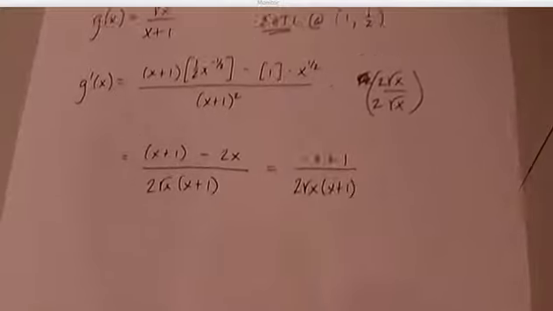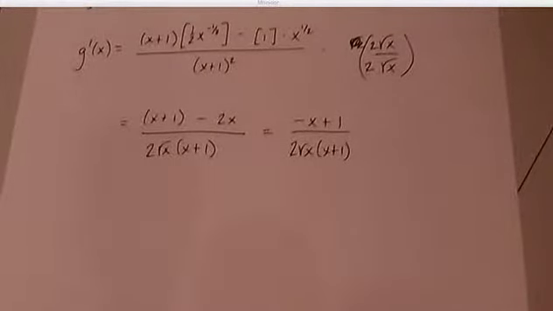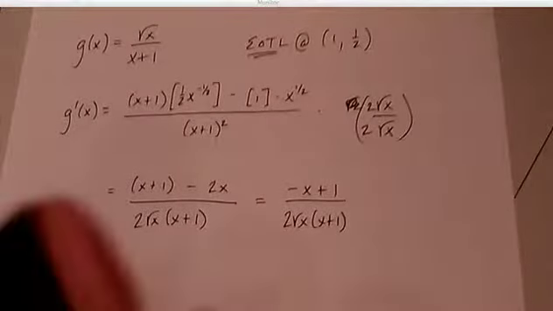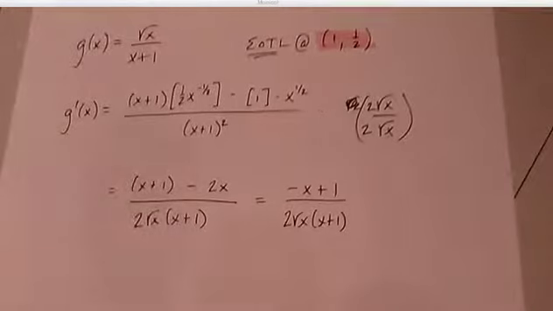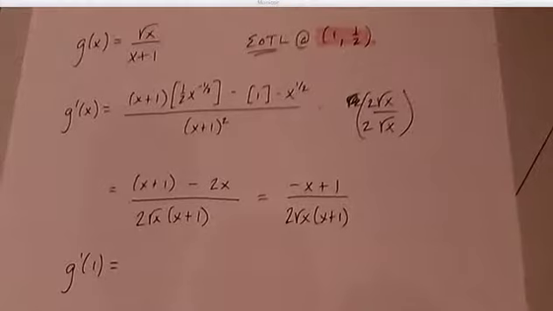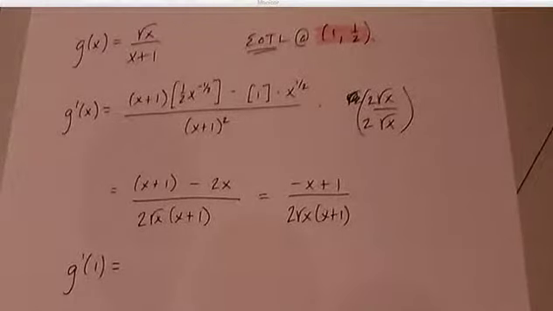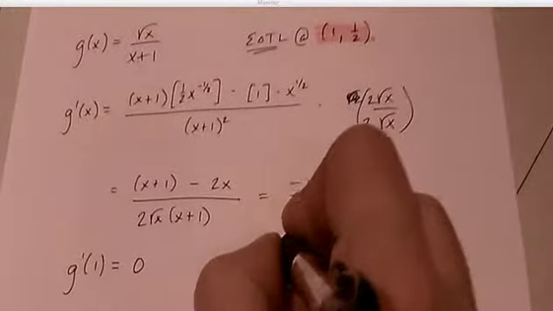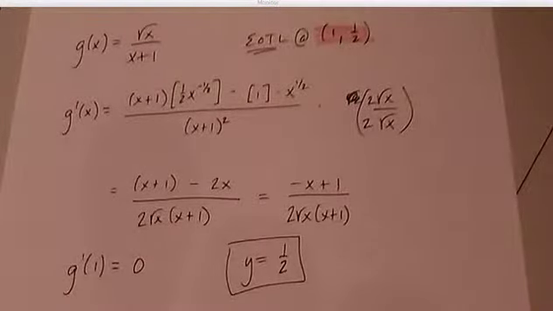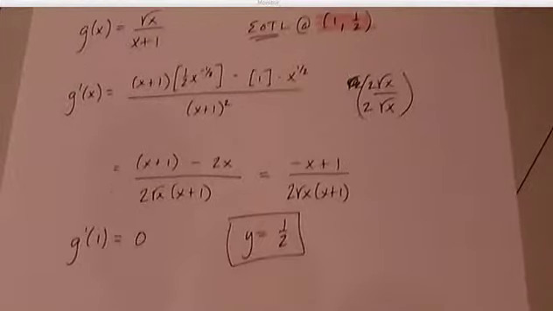Now, that is the derivative of the original function, okay? Now, I have a point. What I need now is the derivative at that point. So I need to evaluate g prime of 1. Well, a strange thing happens. You get 0 when you plug it into that numerator right there, okay? And therefore, this one happens to have a tangent line of y is equal to 1/2.